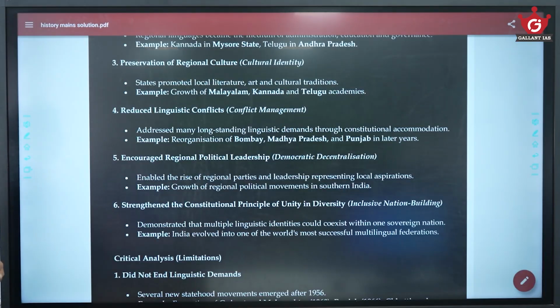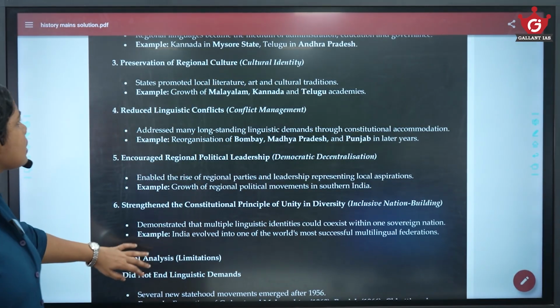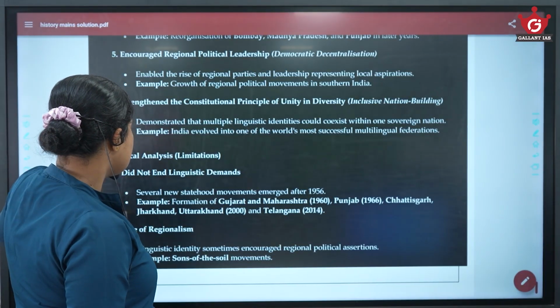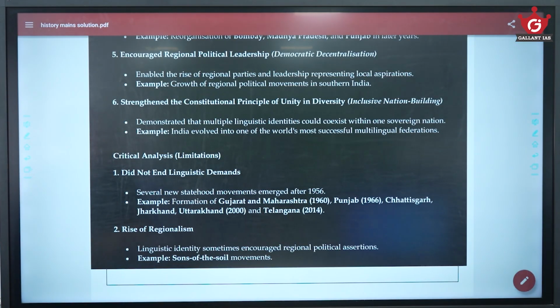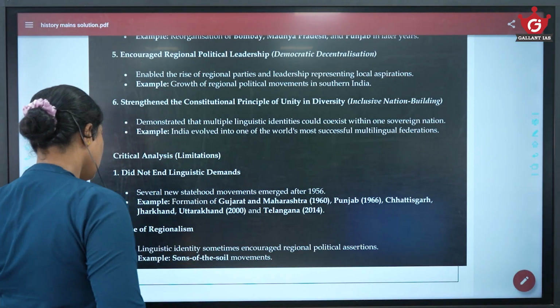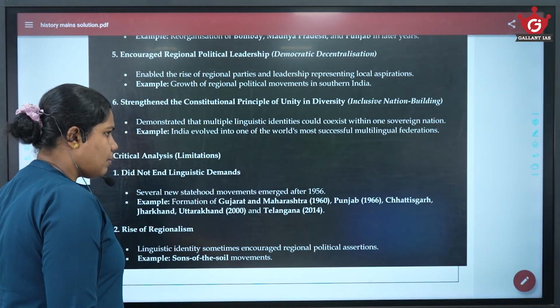See, all these regional aspirations, regional identities, India absorbed it and it went for the State Reorganization Act. Next is the critical analysis. Although we talk about the good side of this, there are some issues we are still facing. First, it did not end the linguistic demands. Okay, still demands are being asked.